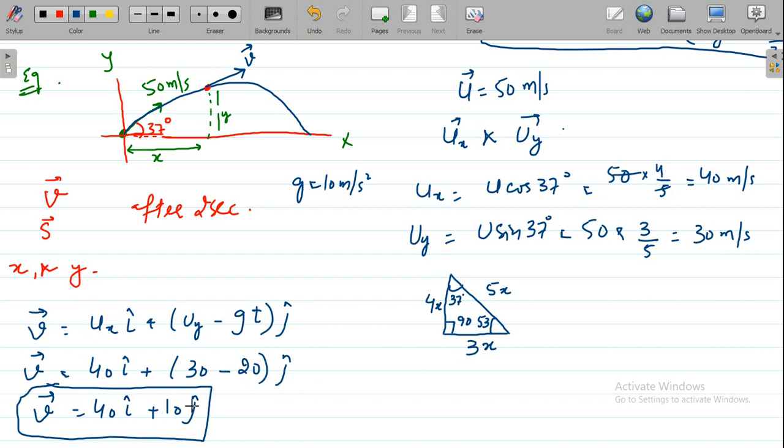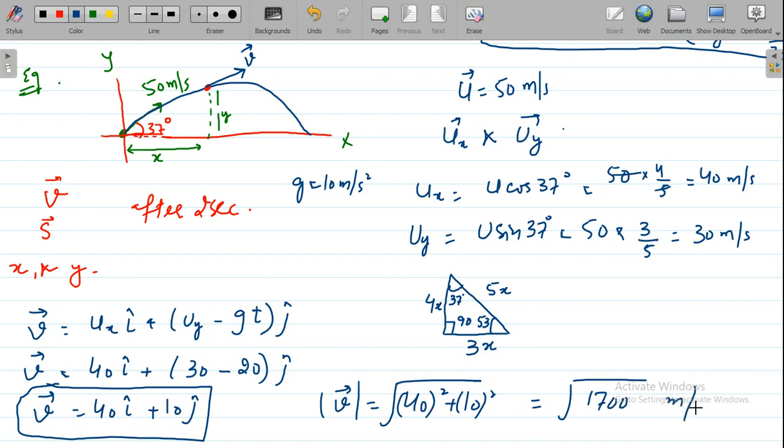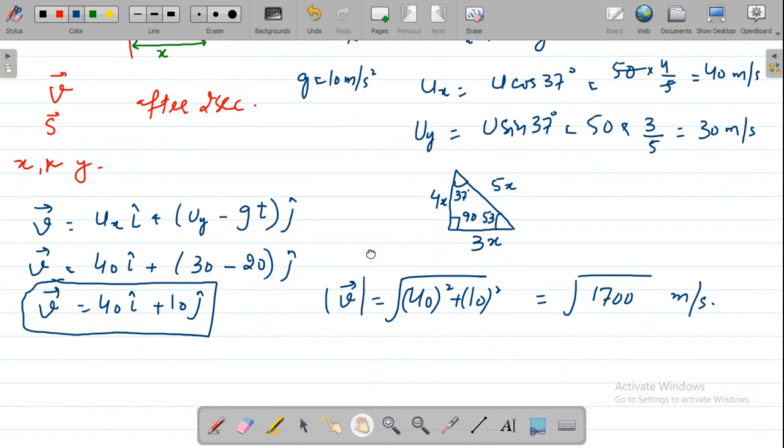If we have to find the magnitude of velocity, then it will be under root of 40 square plus 10 square, that is under root of 1600 plus 100, that is root 1700 meter per second. Okay, now we have to find displacement after 2 seconds.